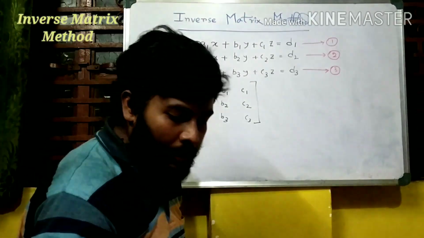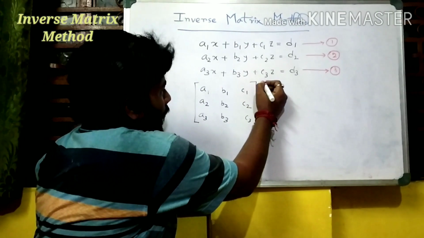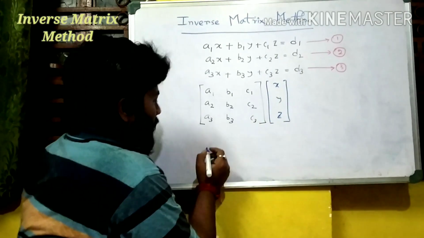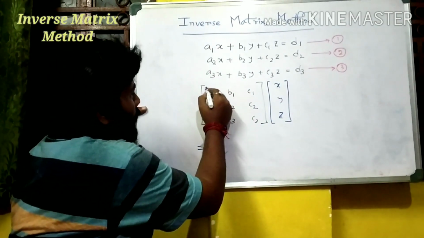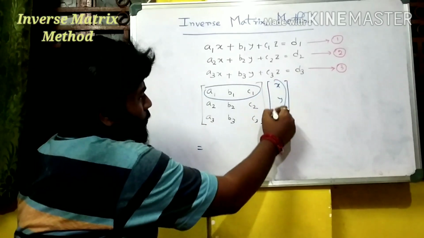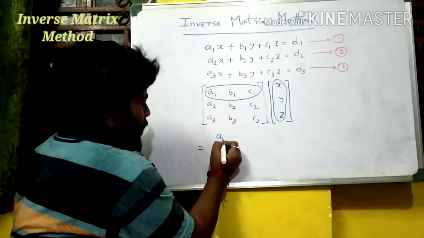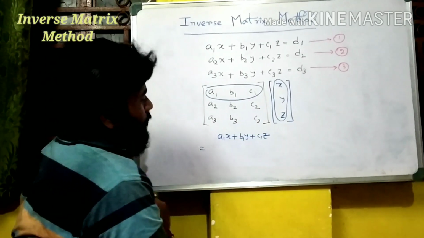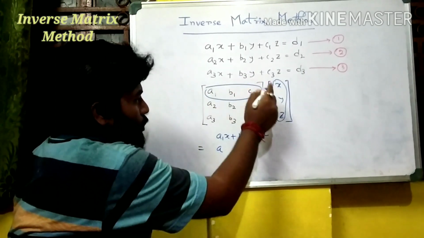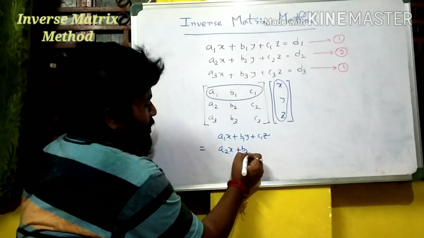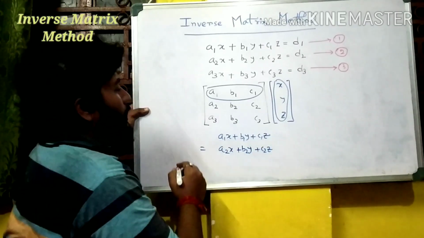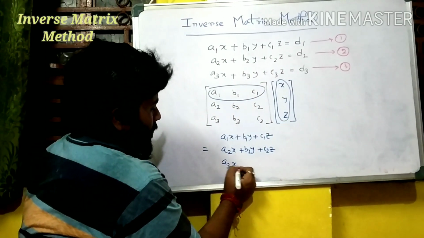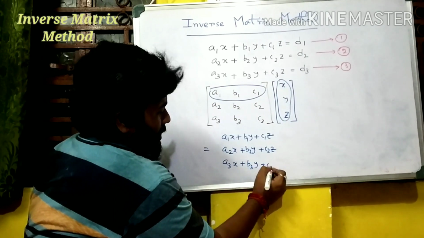If we take the product of this matrix and the matrix x, y, z, then the first row and first column will be multiplied, so we will get a1x plus b1y plus c1z. Next, second row and first column, a2x plus b2y plus c2z. Next, third row and first column will be a3x plus b3y plus c3z.